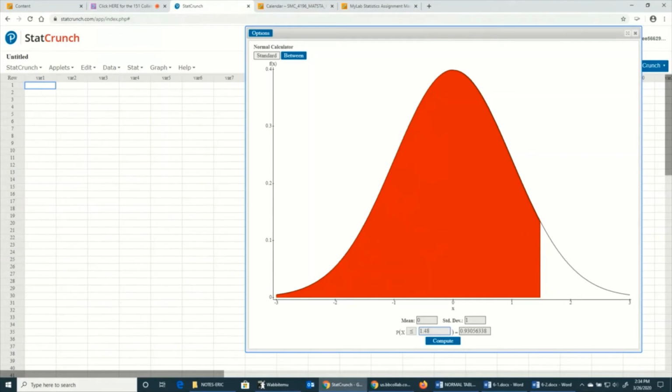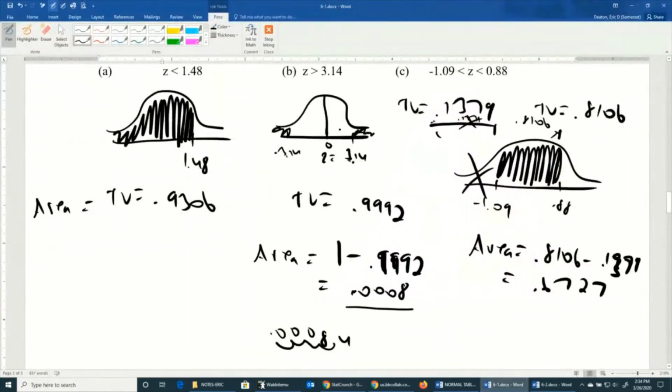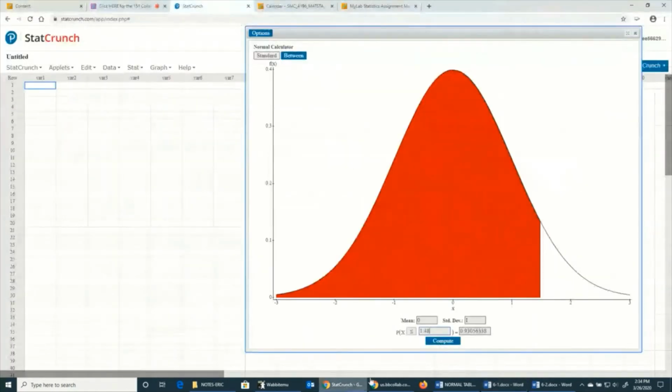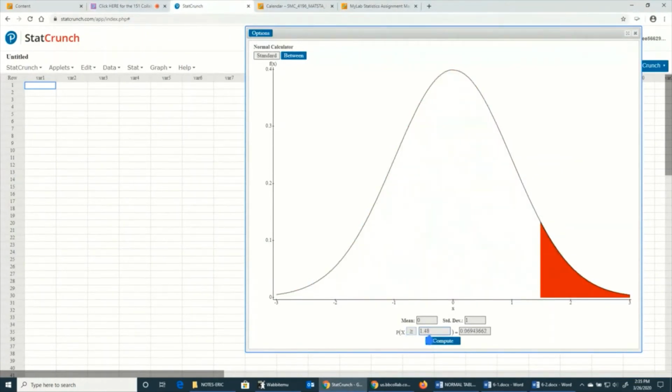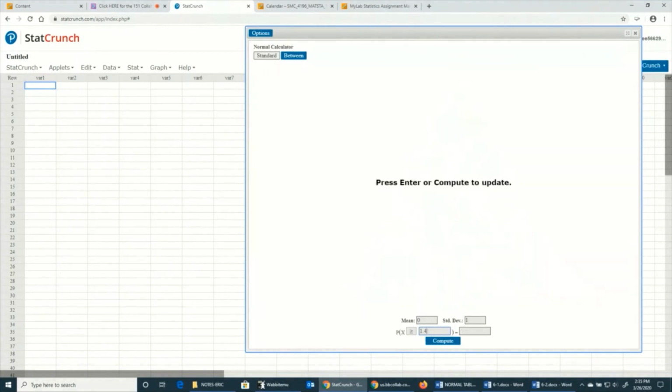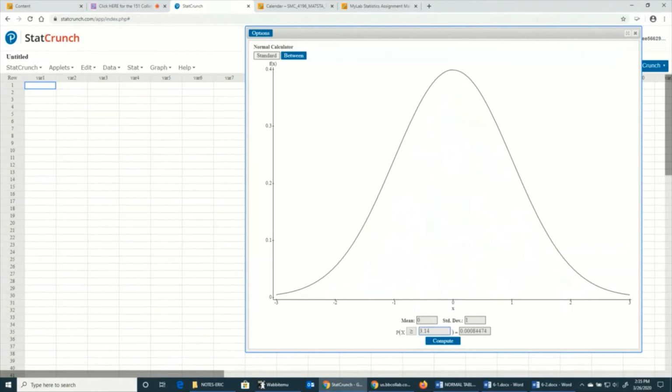You'll see 0.9306, which is what we got there. Greater than, this is why StatCrunch is way better. Greater than 3.14, because you can change that to greater than. And you already see the area over here, which is the area we shade. 3.14 was the number we used. And you see that 0.0008?